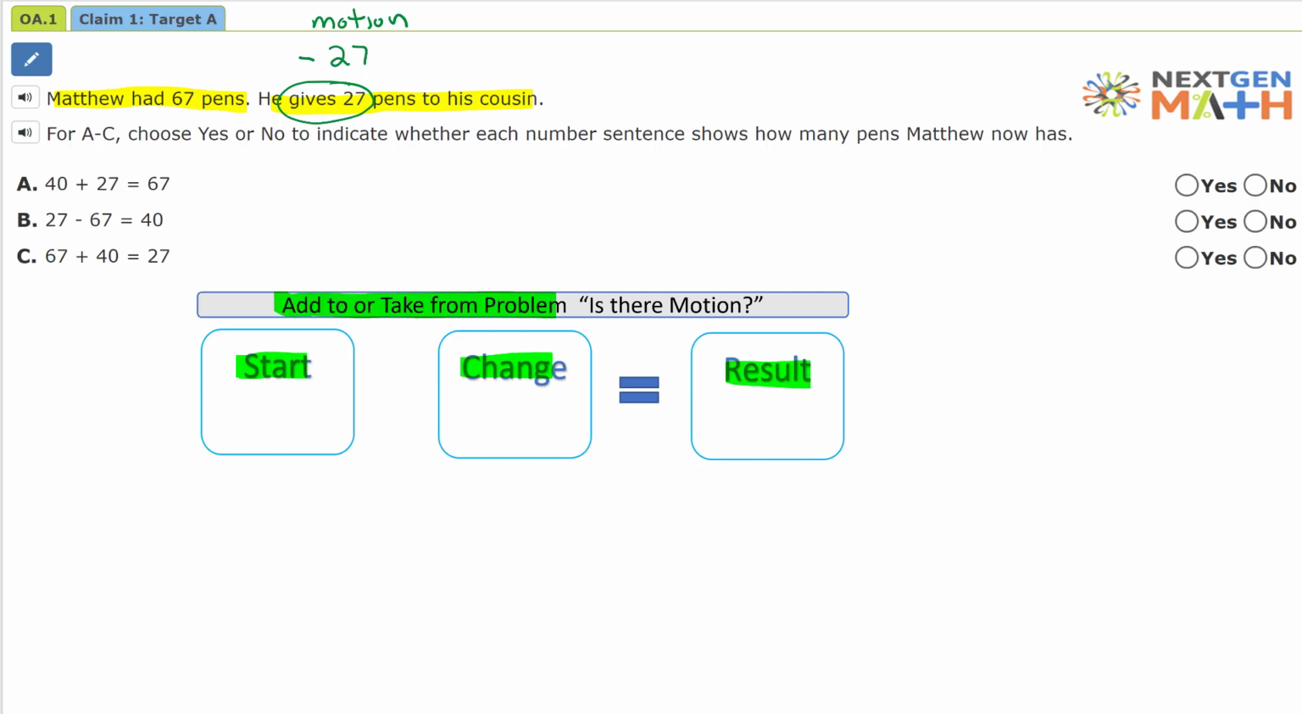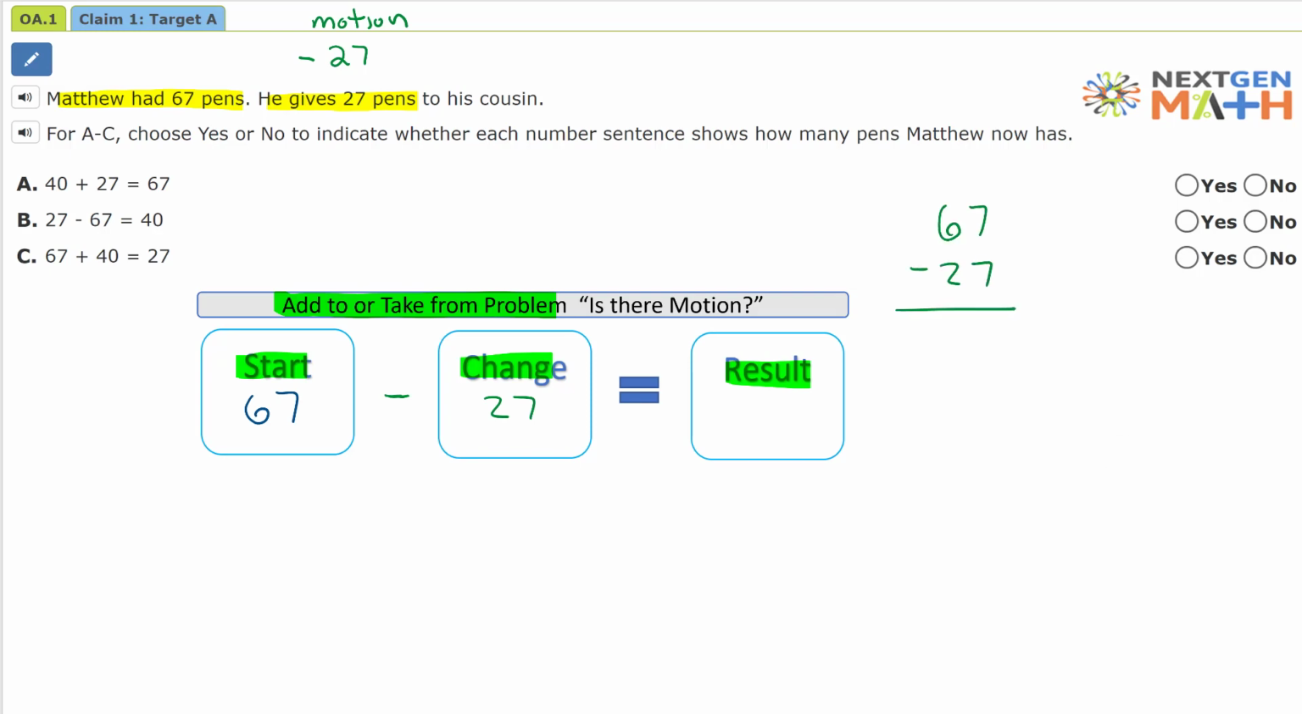So now let's go ahead and solve this. Matthew had 67 pins. That's what Matthew starts with, 67 pins. He gives 27 pins to his brother. So when he gives, that's subtracting, and that's the change. And so what is the result? So here's our problem. We have 67 minus 27.